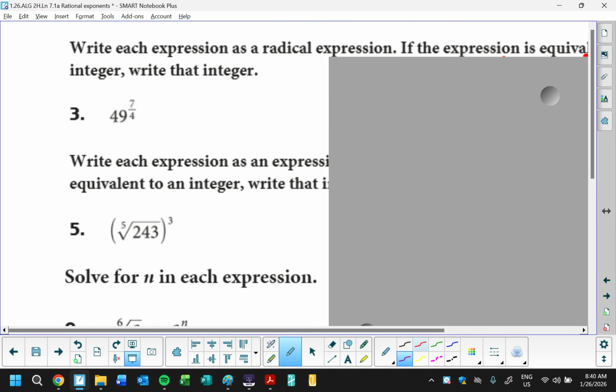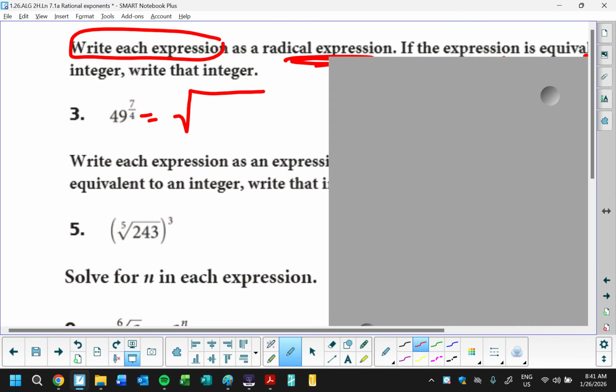Yeah, that's better. Goal is to write each expression, but this time as a radical expression. So we're going to need to rewrite this in radical form. If the expression is equivalent to an integer, then go ahead and write that integer. All right, so let's begin.